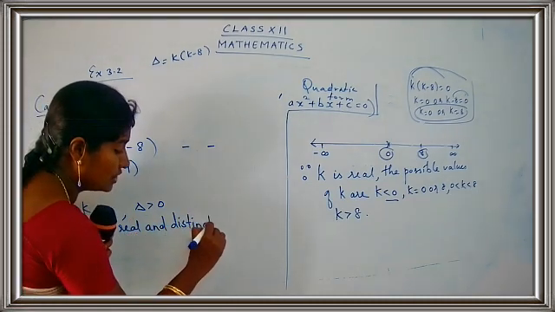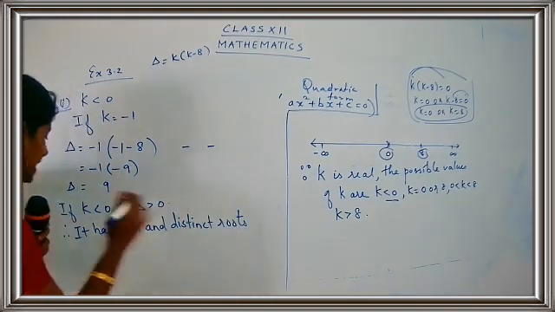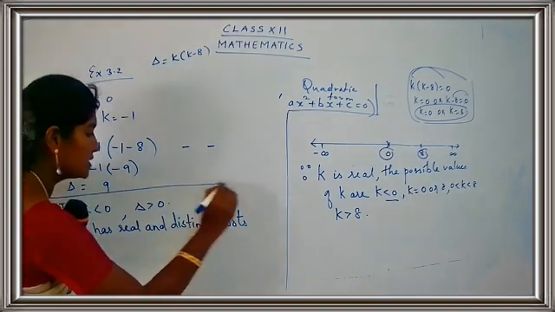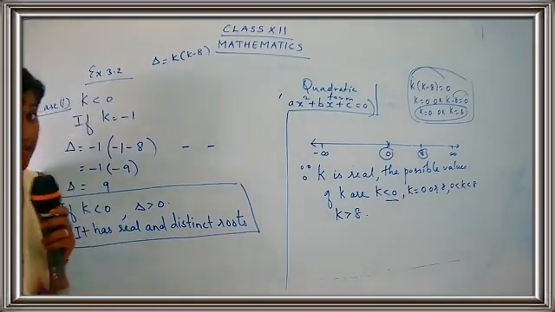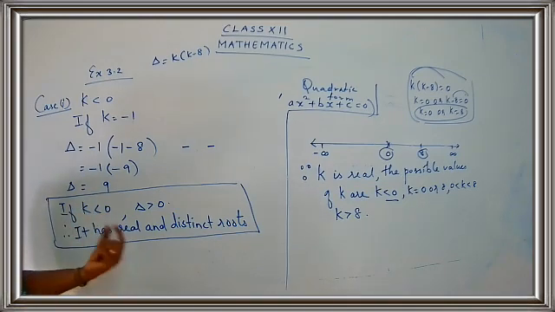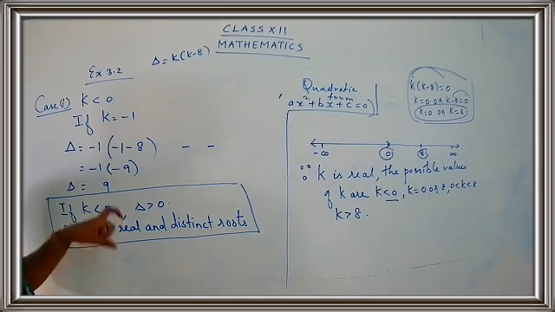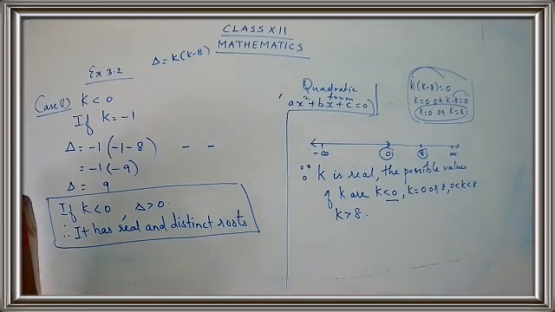What about the roots, children? It has real and distinct roots. You can just write down this as a box. So this is the first nature we have found. They're saying discuss the nature of the roots in terms of k. Yes. So in terms of k we have discussed, and we got that if k is less than 0, delta is positive and it has real and distinct roots. So this was case number 1. Write down the first case, children.